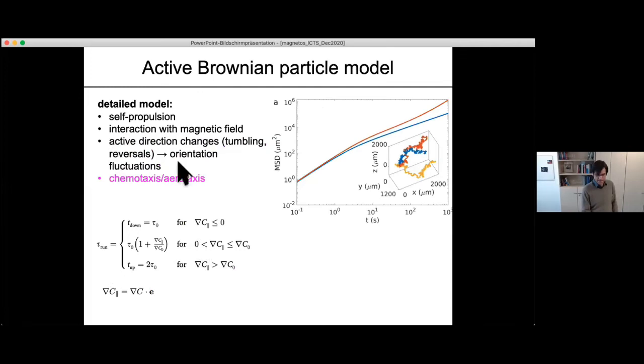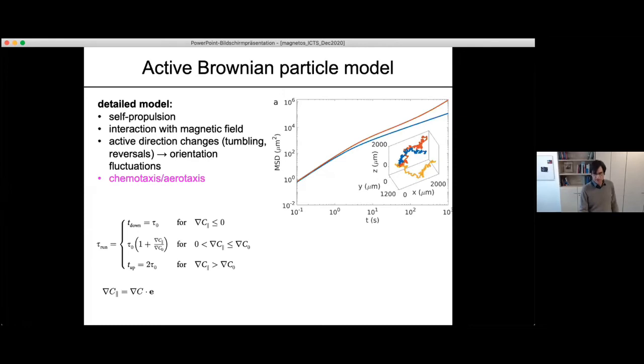Okay, and then the last ingredient is the chemotaxis or aerotaxis, where we say that the run time, the time it runs before a tumble or a reversal, has some small value if it goes down the gradient, and another value if it goes up the gradient, with a linear interpolation in between. If we include this in the mean square displacement, we go from the two regimes that we have seen before to a third regime, where we again get directed motion on long time scales. Okay, that's the kind of model that we have.